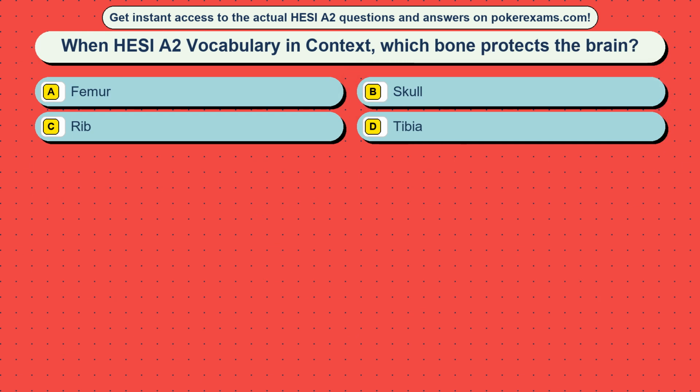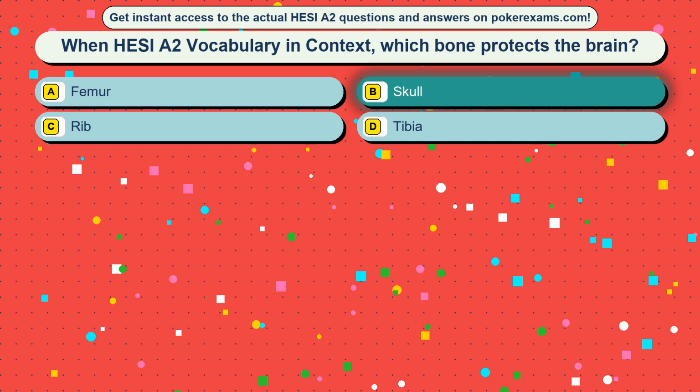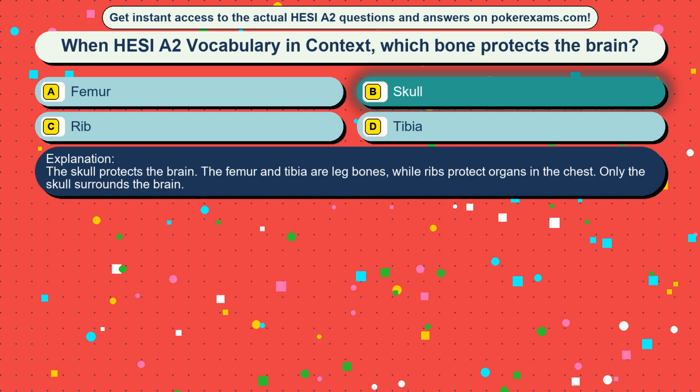Question 9. When HESI A2 Vocabulary in context, which bone protects the brain? Option A, femur. Option B, skull. Option C, rib. Option D, tibia. The correct answer is option B, skull. The skull protects the brain. The femur and tibia are leg bones, while ribs protect organs in the chest. Only the skull surrounds the brain.